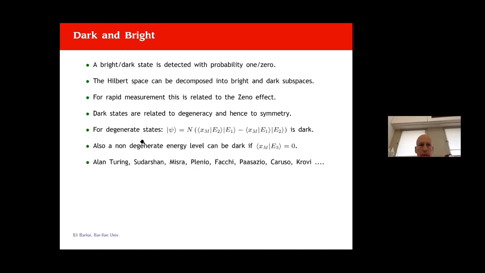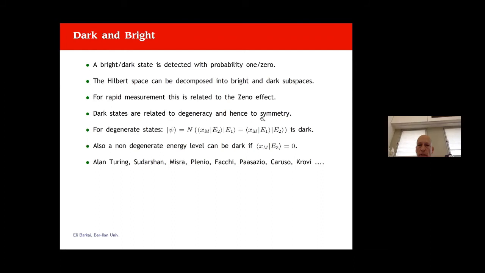So let us understand these bright and dark states a little bit more. A bright state is detected with probability one, and a dark state is detected with probability zero. The Hilbert space can be decomposed into these two dark and bright subspaces, provided that the Hilbert space itself is finite. If you have an infinite system, it's a different story. For upper measurement, this is related to the Zeno effect. But again, we don't want to work in the Zeno limit. Dark states are generically related to degeneracy and hence to symmetry. We already saw that symmetry is important.